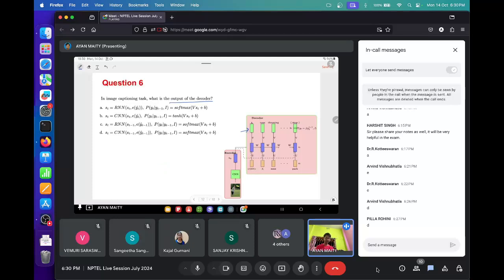And this E of YT hat would go as input to the next time step. So this 'A' goes as input to the next time step. So this is the E of Y hat. Then 'man' goes as input to the next time step. So that is the E of Y hat that we sample from the output probability distribution of YT.